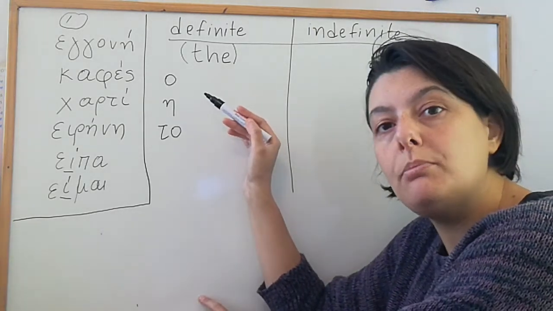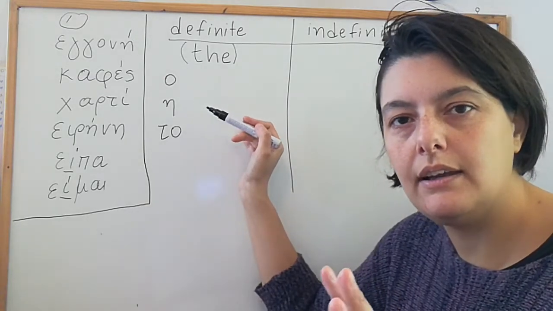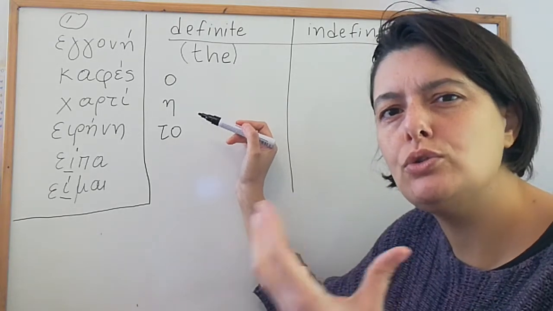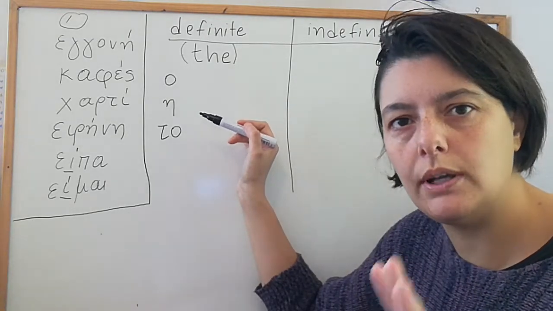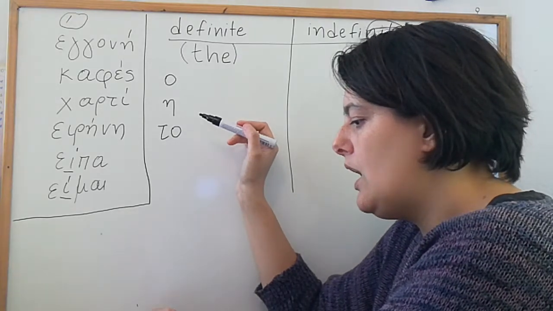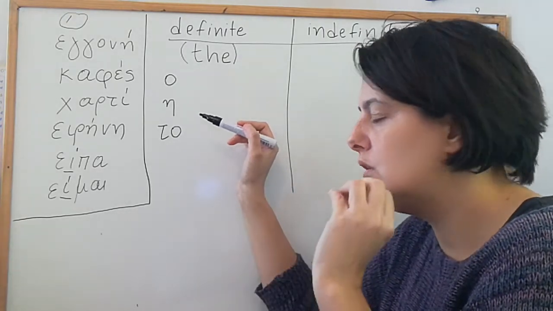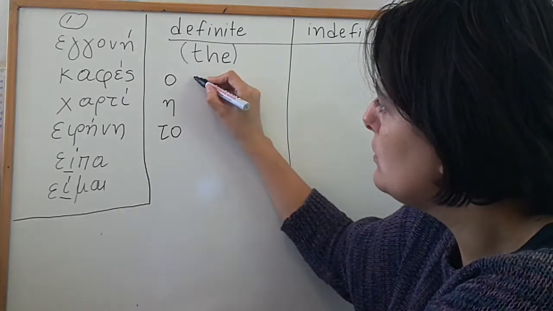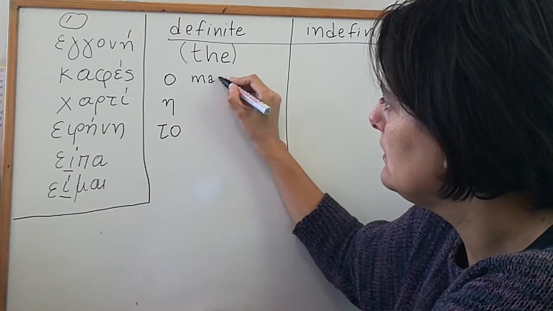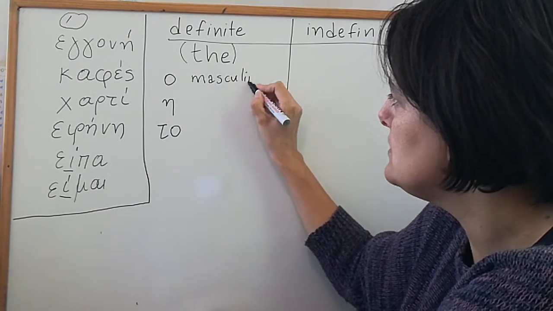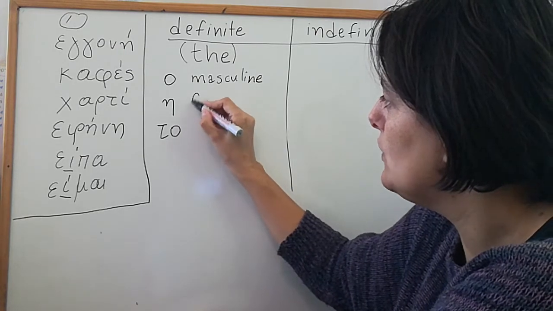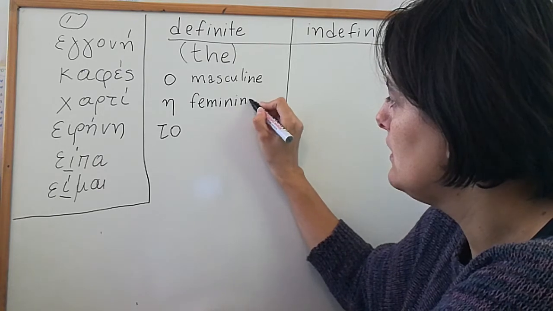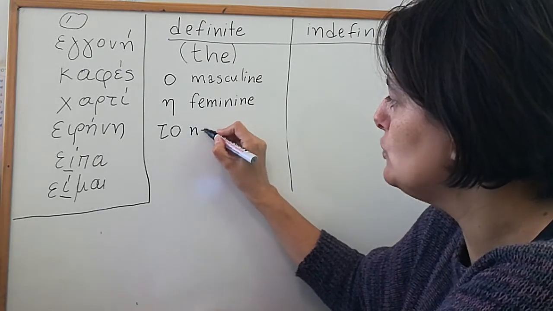But this is what I want you to remember. And it doesn't matter if you make a mistake. Even if you use the wrong article, people will understand what you want to talk about. So don't worry about it. I just want you to know the three articles. So o is used with masculine nouns, i with feminine, and to with neutral.